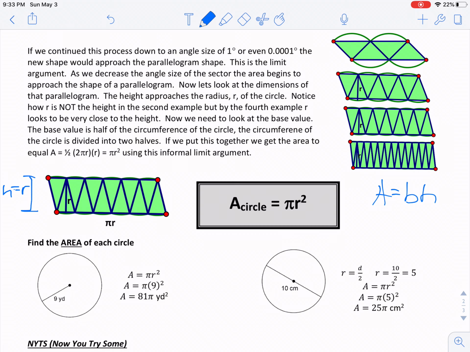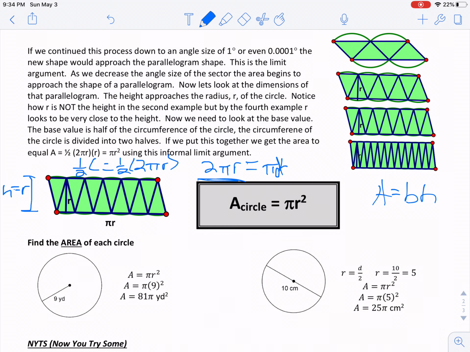All right. And this side is half of the circumference. Well, when we talked about circumference, we had two formulas. We either had 2 pi r or pi times the diameter. Since our height's already in radius, I want to use the radius formula. I'm going to use this one. So that is the same thing as 1/2 times 2 pi r, which if we take 1/2 times 2, those cancel, and we're left with pi r for the base.